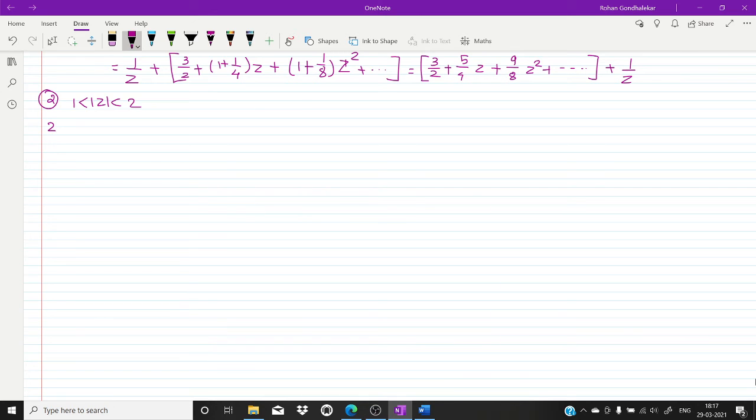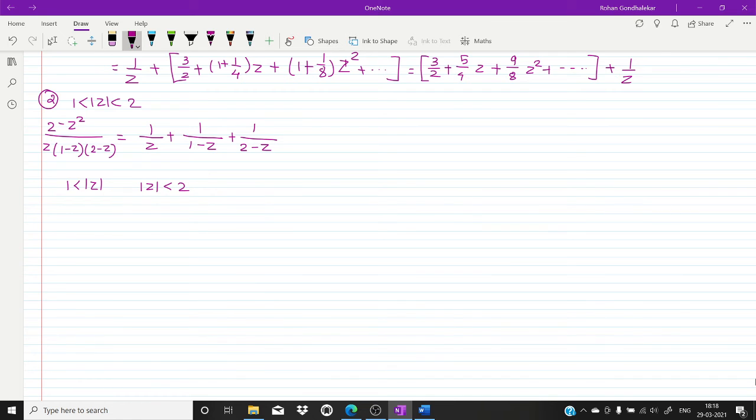2 minus z square upon z into bracket 1 minus z into 2 minus z is equal to 1 upon z plus 1 upon 1 minus z plus 1 upon 2 minus z. Now in this region you must be very conscious. Why? Because this region can be divided into two, means this inequality can be written in two parts. 1 is less than mod z and mod z is less than 2.